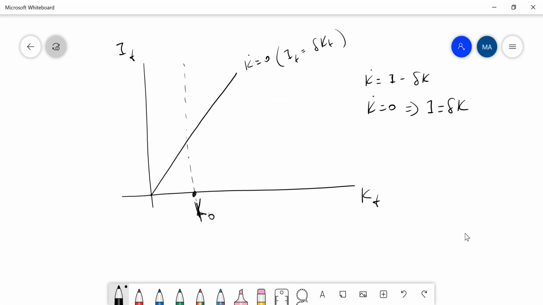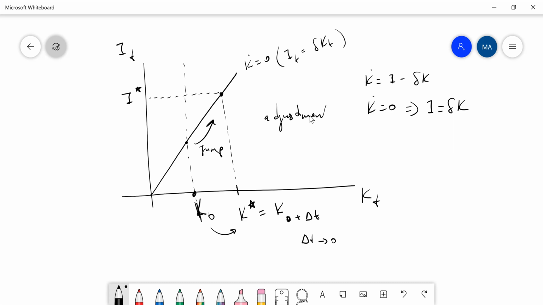Now, initially, you are here, okay? Then you find your K star. Let's say K star is here. So in the first instance, for delta t very close to 0, you jump to K star. This is a jump, just an instant, and then you find your I star here. So there is no adjustment in this model. No adjustment dynamics.